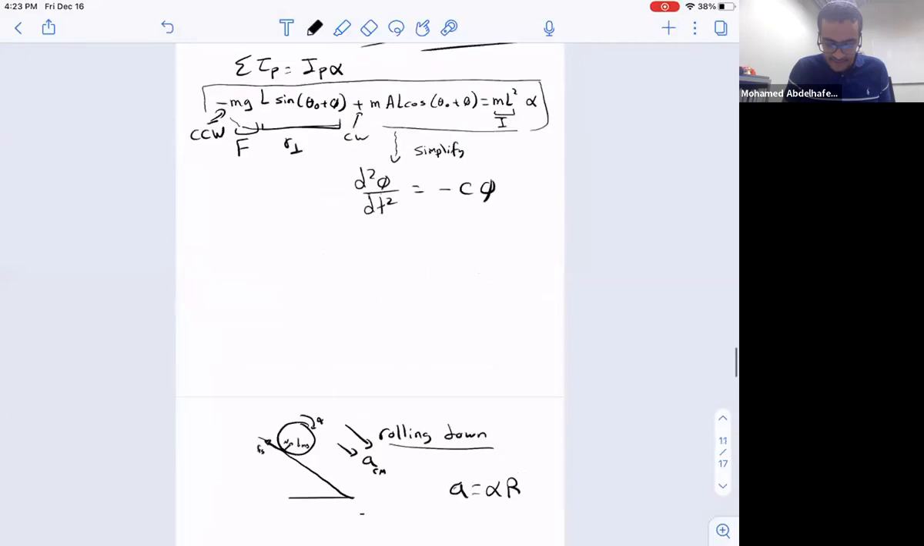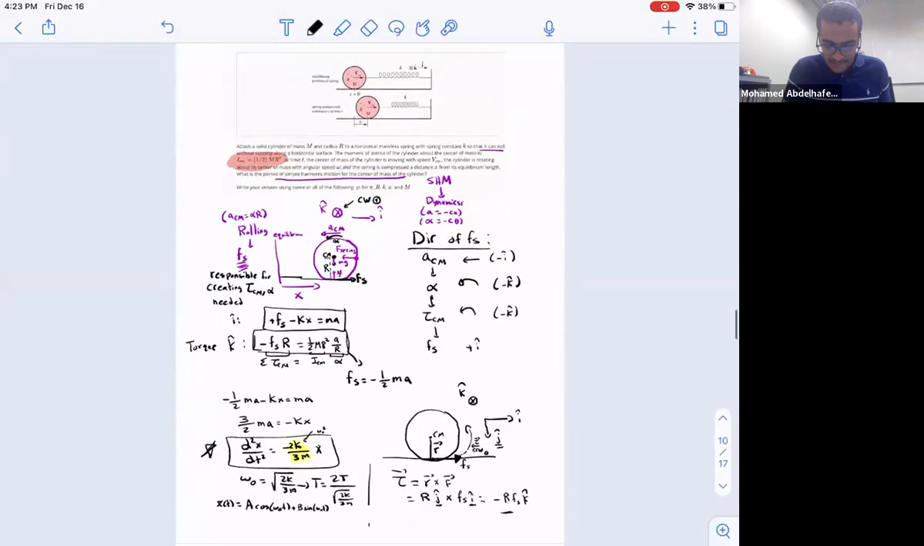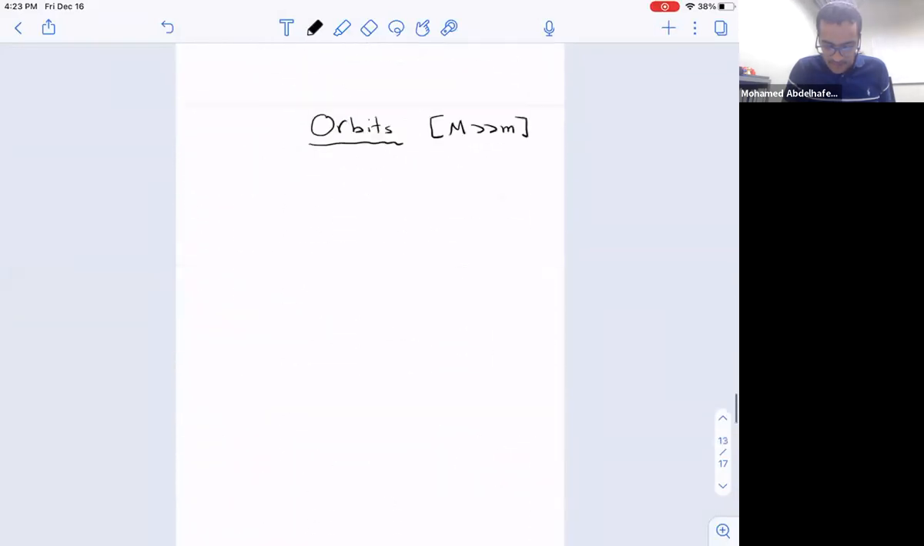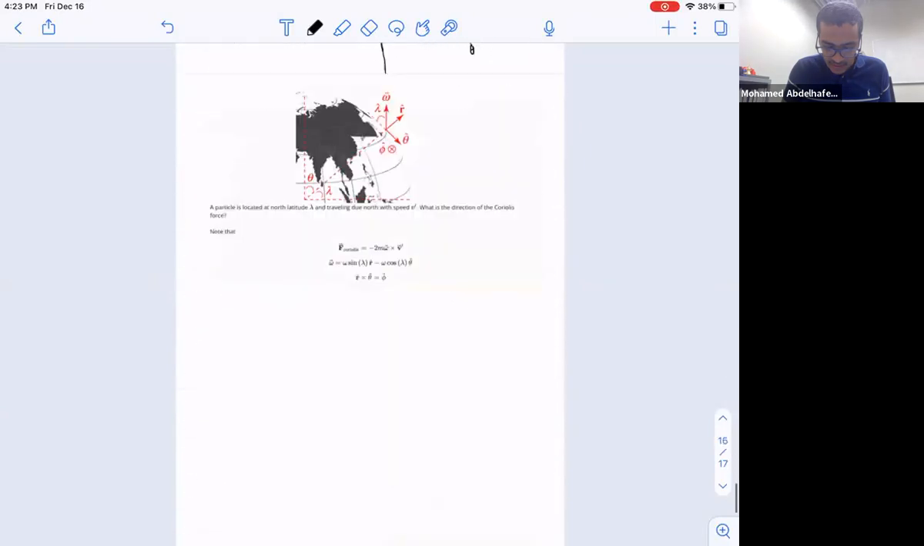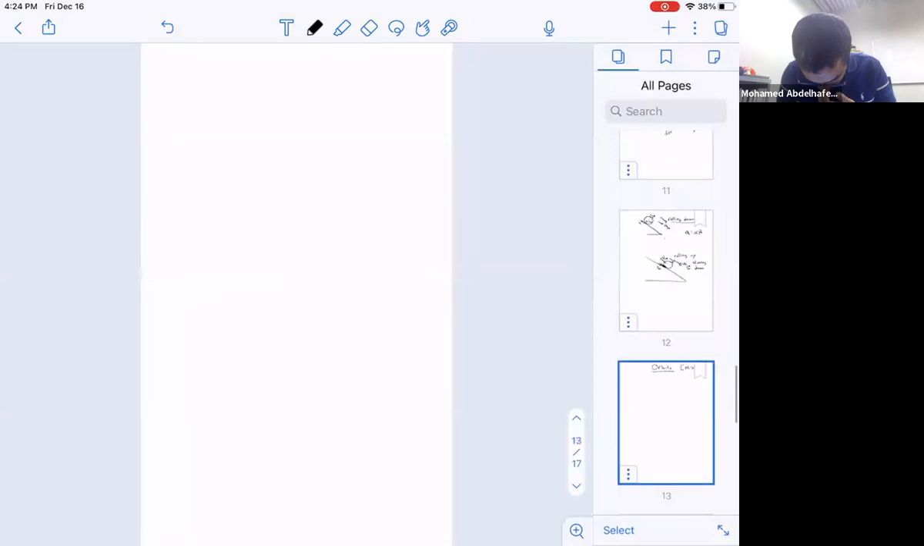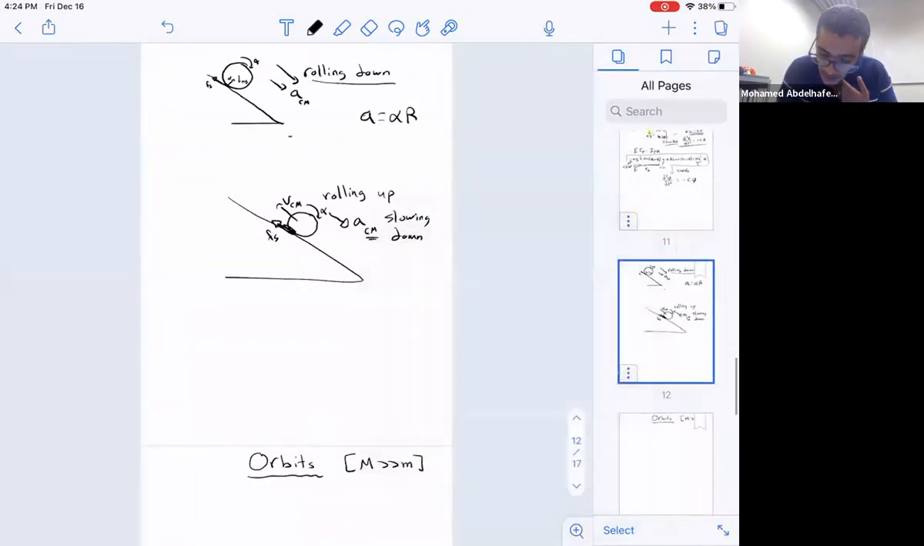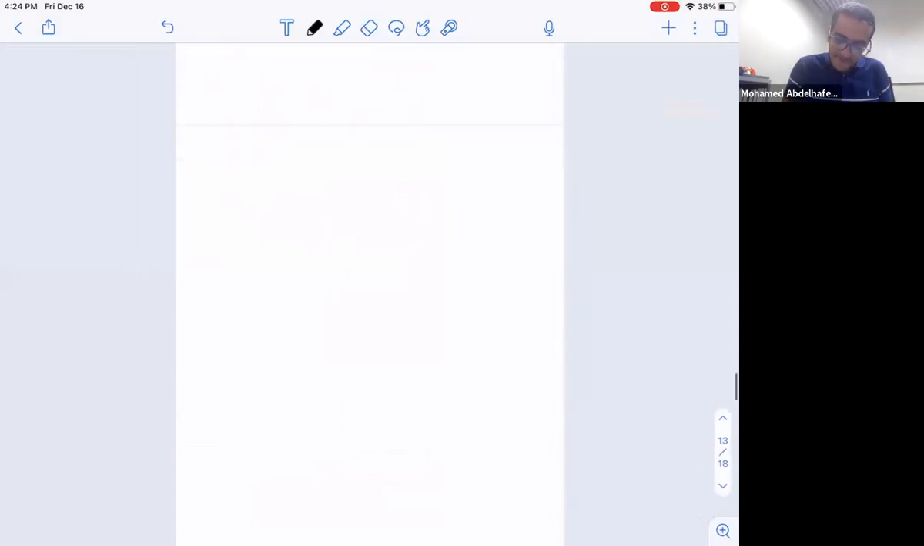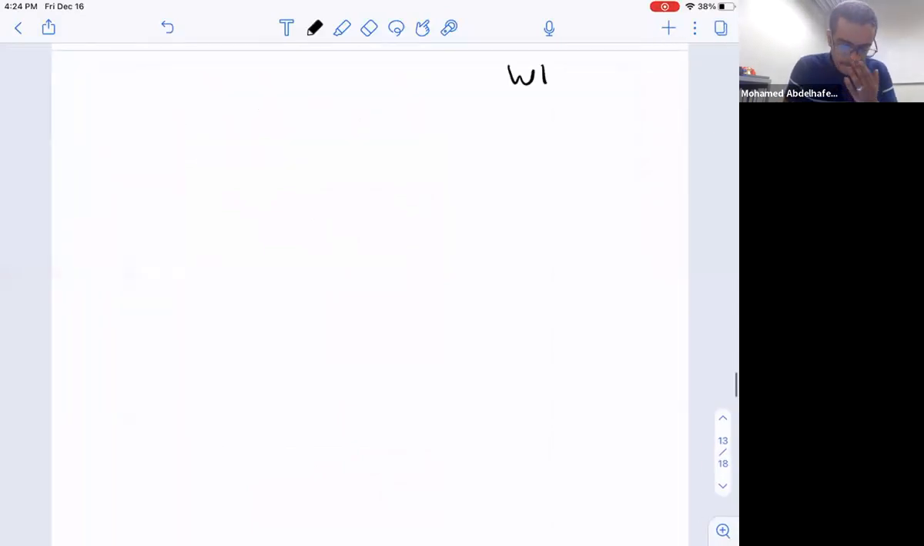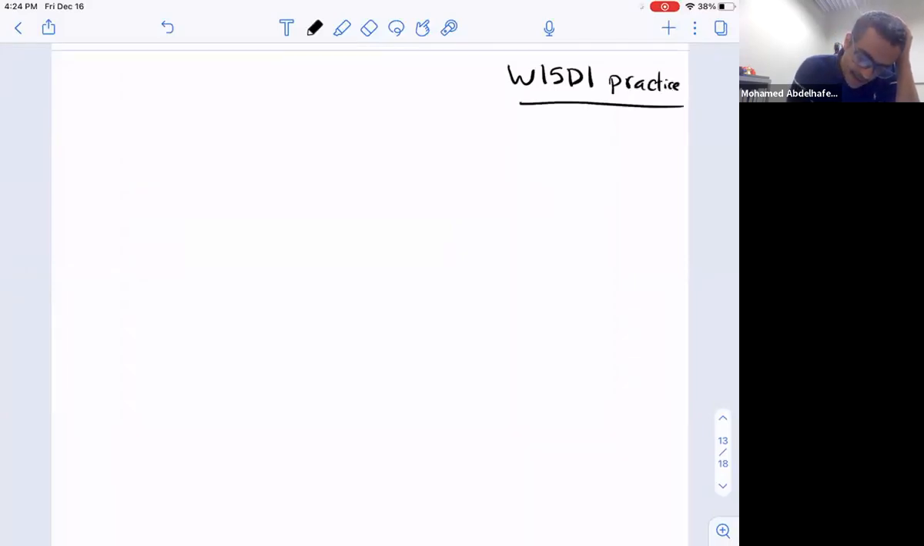Do I have it? I didn't put this one. Okay, I'm going to try to remember it. Okay, so there was a problem in week 15, day 1 practice. I just want to look at it quickly.